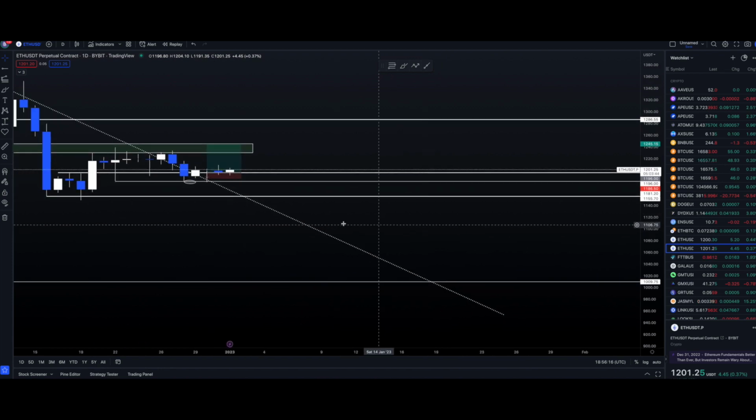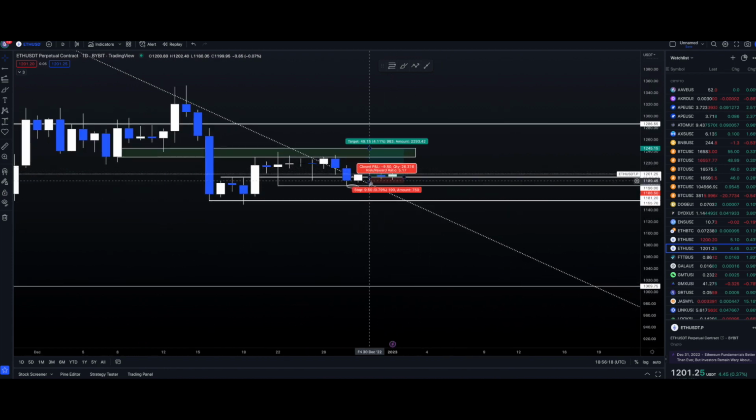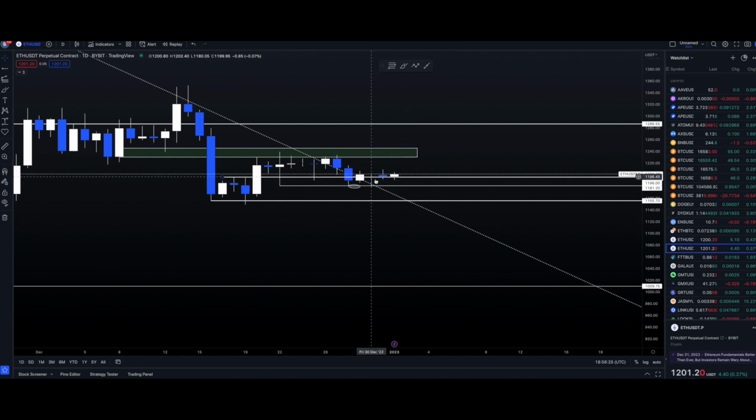Let me zoom in a little bit. Right, so broke out. You can see the daily candle came down. Let me delete that so it's out of the way. Daily candle came down, ended up pumping all the way back up above this high here. This was treated as resistance multiple times. Now we flipped it as support, right? And now we're doing the same thing.